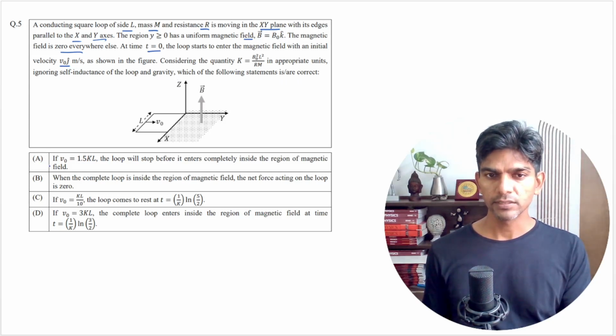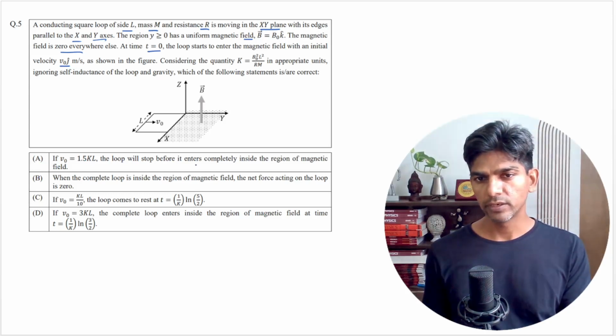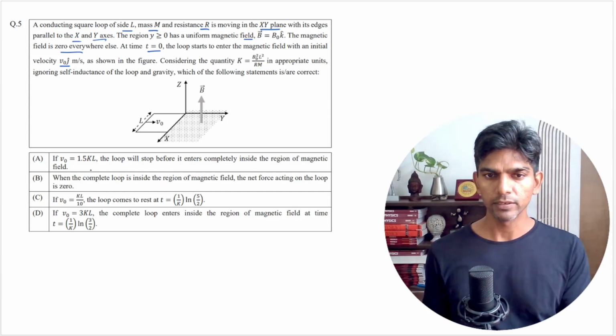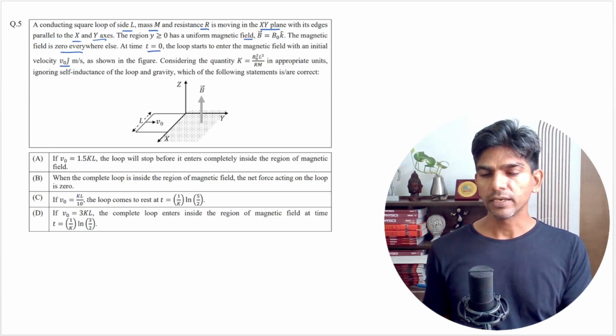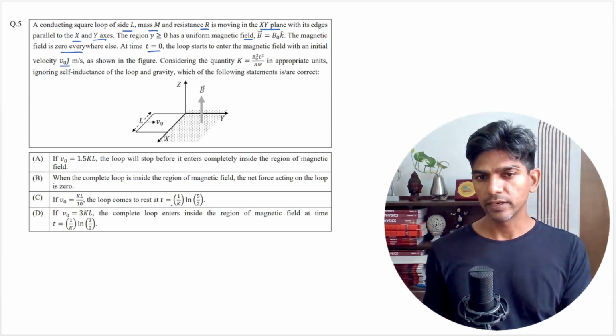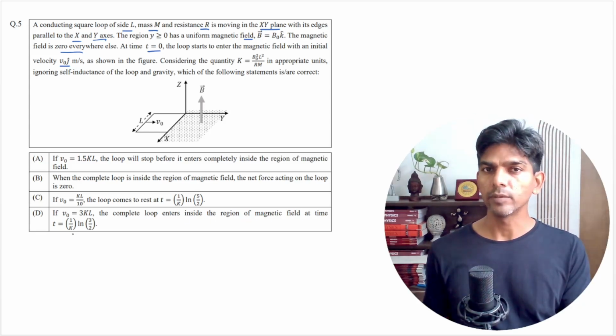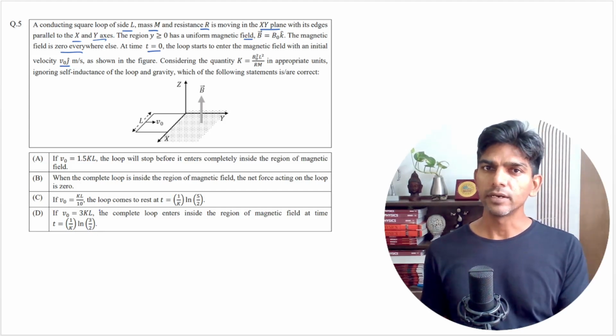So option A says if V0 is 1.5 kL, the loop will stop before it enters completely inside the region of magnetic field. B, when the complete loop is inside the region of the magnetic field, the net force acting on the loop is 0. So we'll see that. If V0 is KL by 10, the loop comes to rest at this time. If V0 is 3 KL, the complete loop enters inside the region of magnetic field at time T, which is 1 by K ln 3 by 2. Again, it's a standard problem.